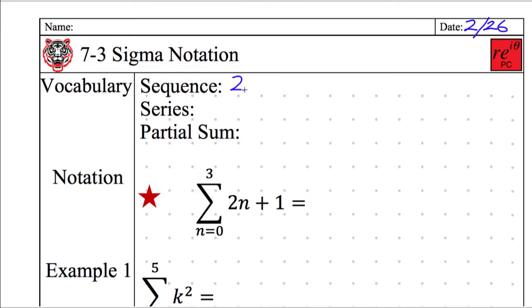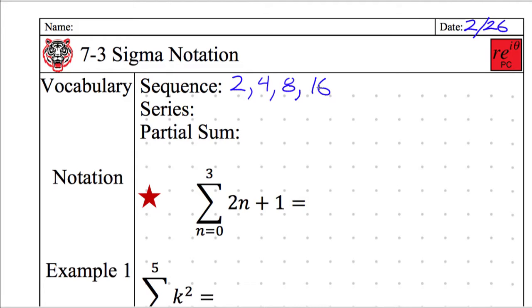Multiply by 2. Well, that's a geometric sequence. So 2, 4, 8, 16, etc. That is a sequence.